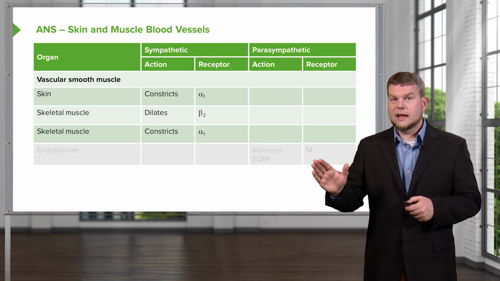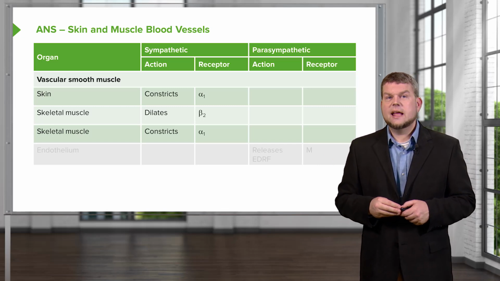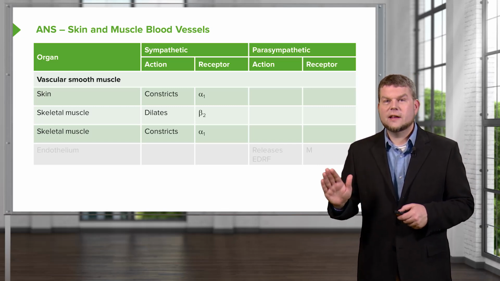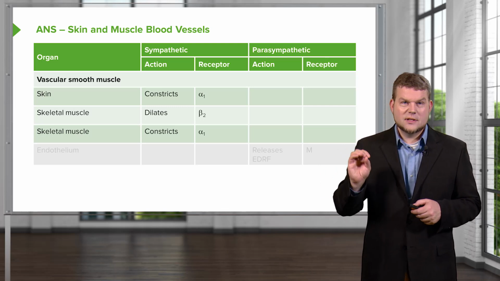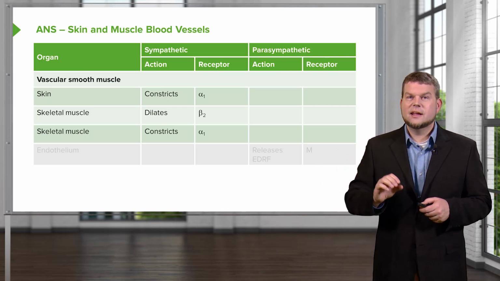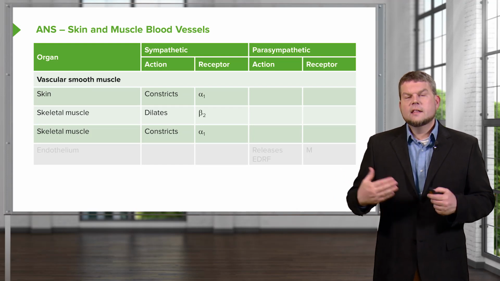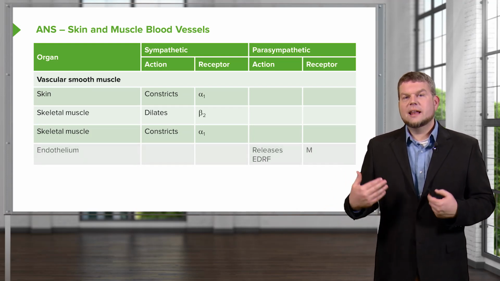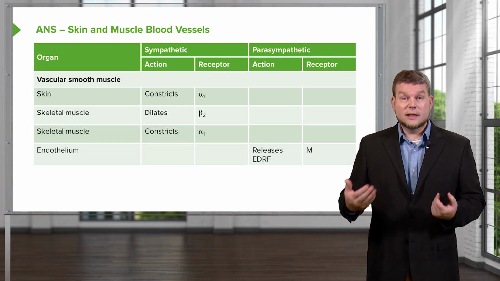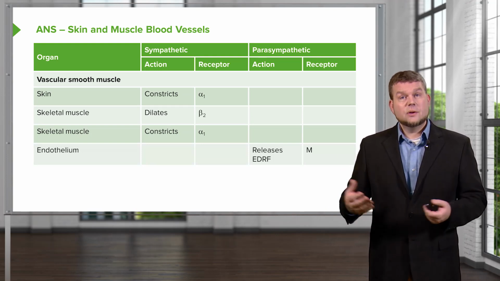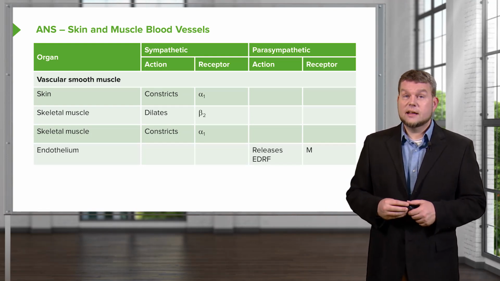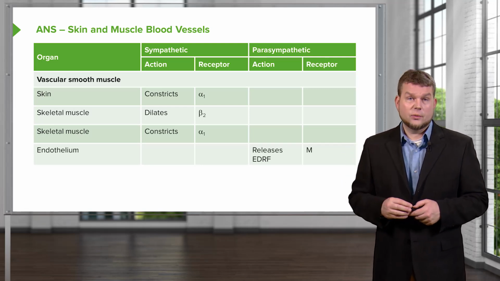Hopefully, you've looked now on the parasympathetic side and notice there is no innervation of blood vessels to the skin or to the muscle from the parasympathetic nervous system. That said, there are some relaxing factors that can be released, and some of these have been associated with some parasympathetic innervation, especially in the facial region.